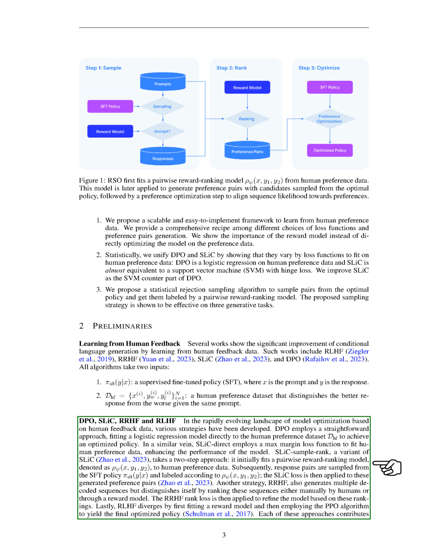Next, we'll discuss the concept of the optimal policy. This is the policy that maximizes the reward. It is calculated as the supervised fine-tuned policy multiplied by the exponential of the reward divided by a factor beta, all divided by a partition function. This partition function is the sum of the supervised fine-tuned policy multiplied by the exponential of the reward divided by beta, over all possible responses.